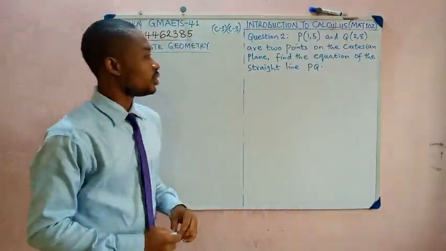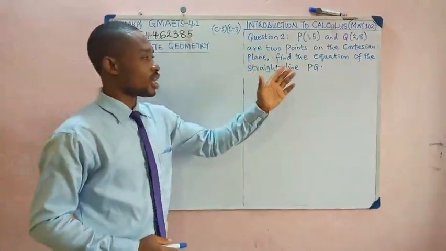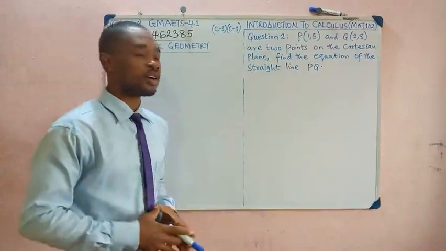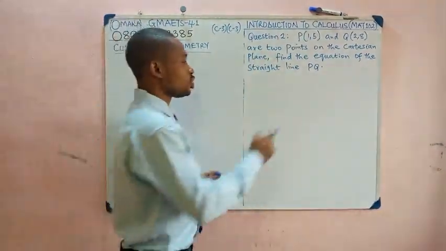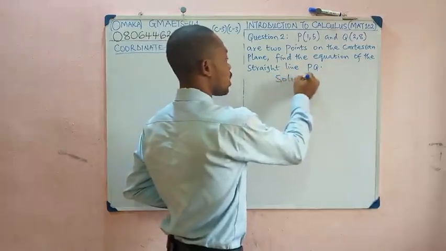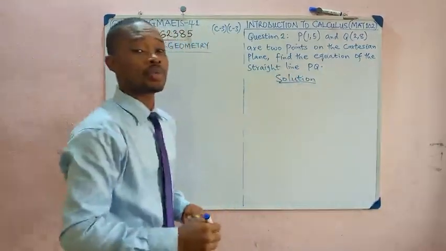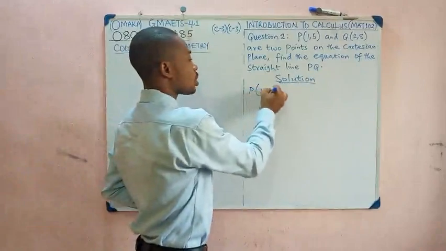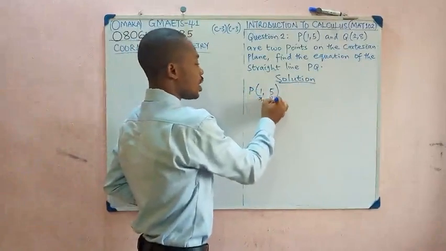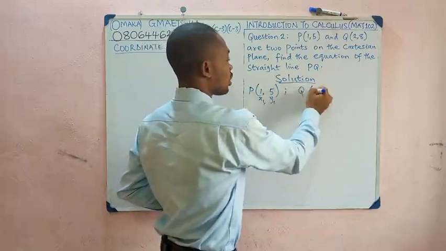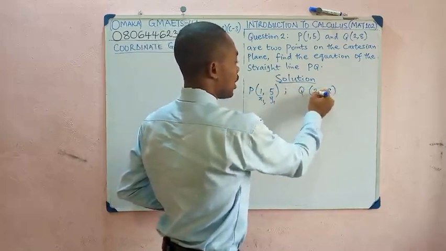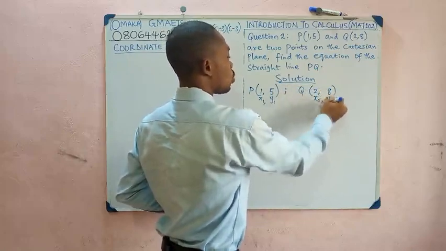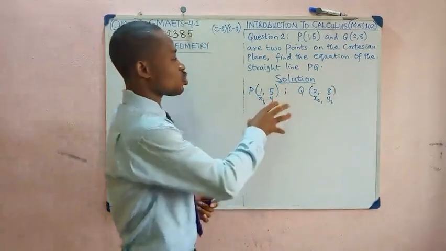Question number 2. P (1, 5) and Q (2, 8) are 2 points on the Cartesian plane. Find the equation of the straight line PQ. So you look at this problem, we are already given 2 points, P and Q. At point P we have (1, 5), because this is x1 and this is y1. Then point Q is located by the coordinates (2, 8). This is x2 and this is y2. We have to find the equation of the straight line PQ.